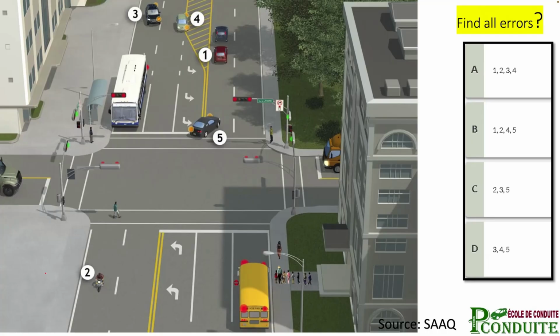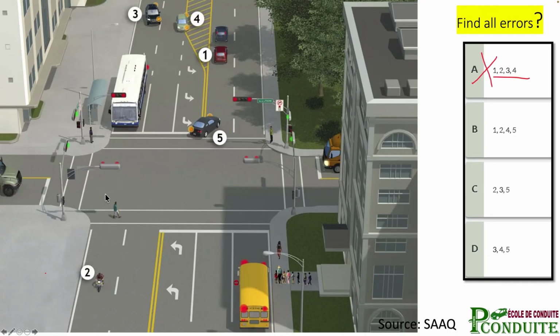Let's take an example. Imagine you are asked to find all the mistakes among drivers 1, 2, 3, 4, and 5. As you observe the image, one driver may immediately stand out. Look at driver number 5. This driver is making a left turn, but is crossing the yellow center line. This is not allowed. When turning, the vehicle must stay completely in its lane. Therefore, driver 5 is clearly at fault. Now that you know this, you can eliminate any answer choice that does not include number 5. For example, if option A does not include 5, it cannot be correct.